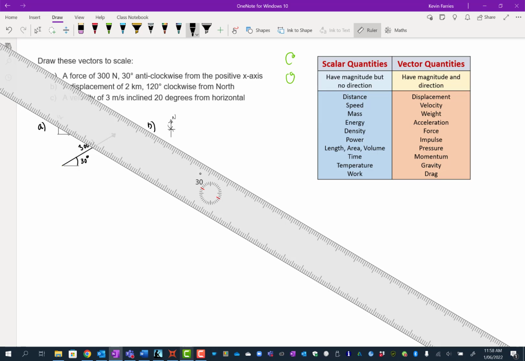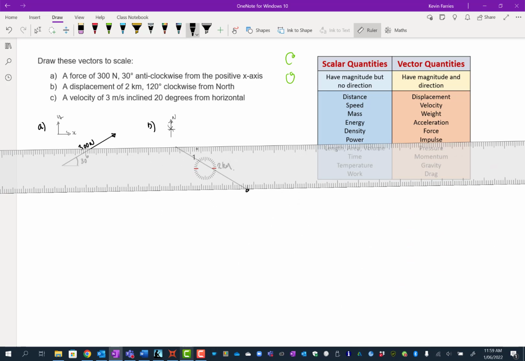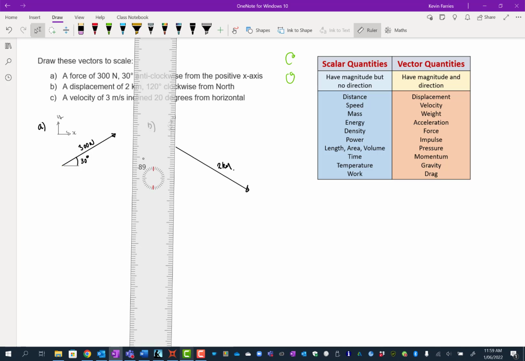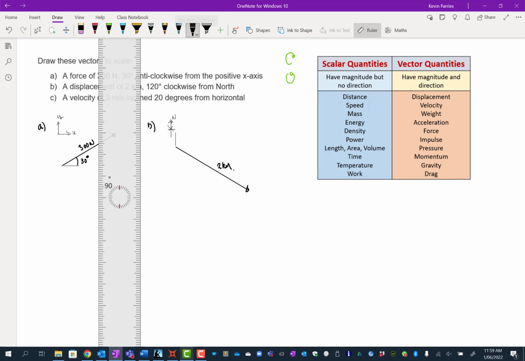We want to go 2 kilometers. So probably I'll do 10 divisions for half a kilometer. So you're going to go half, 1, 1.5, 2 kilometers. We're drawing that one to scale. Right on the magnitude. Do a little reference line. Now, because they've told us from north, we'll just do a reference line to north as well. And then we'll mark on our angle. 120 degrees.